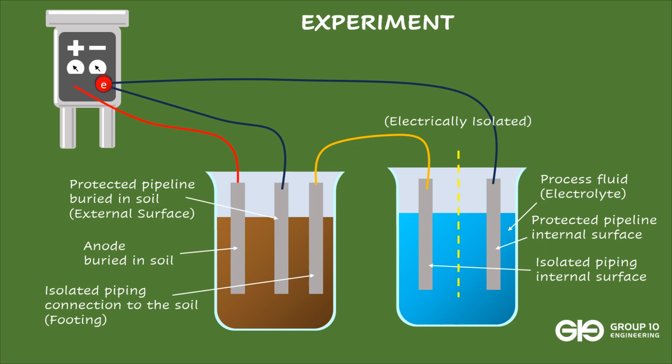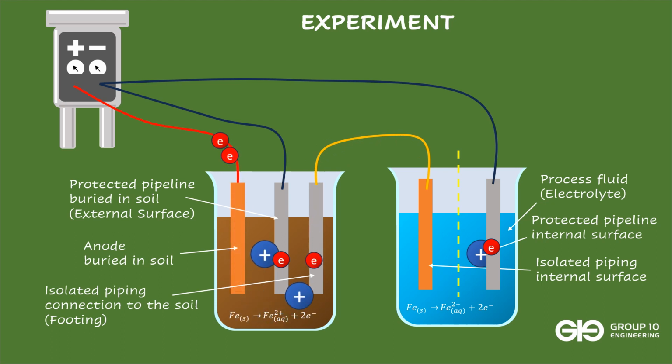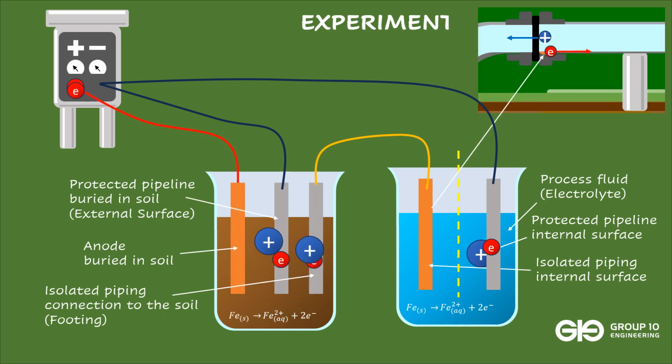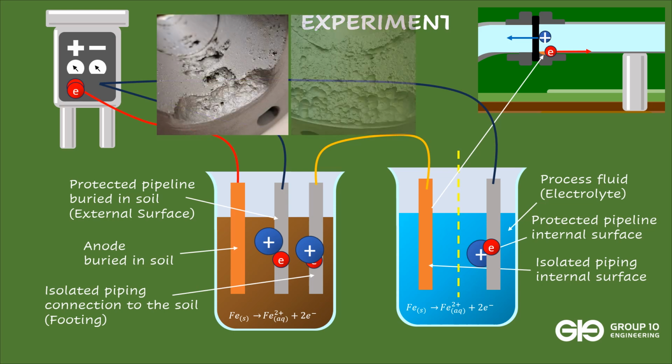The pipeline electrodes are negatively charged, while the electrode representing the buried anode is positively charged. A positive charge is induced on the isolated piping in contact with the process fluid. Metal ions are released by the isolated piping and the buried anode, resulting in corrosion. This corrosion appears as aggressive metal loss on the above-ground piping next to the isolation kit.